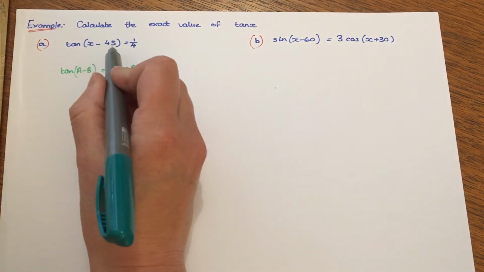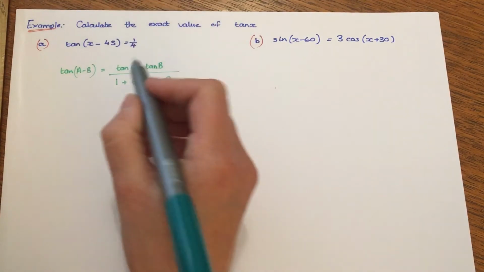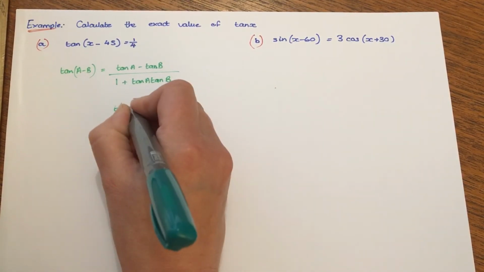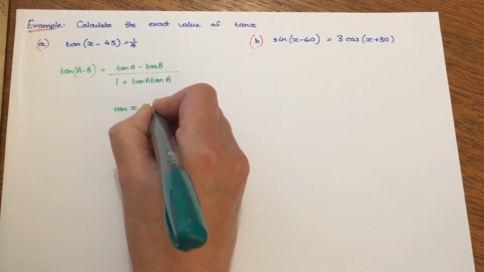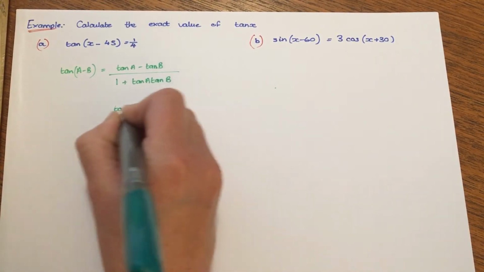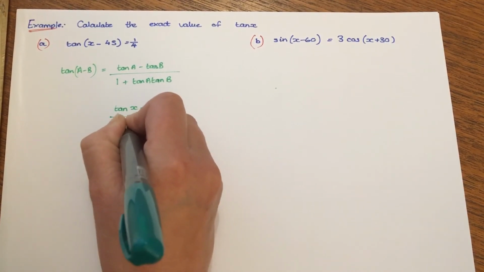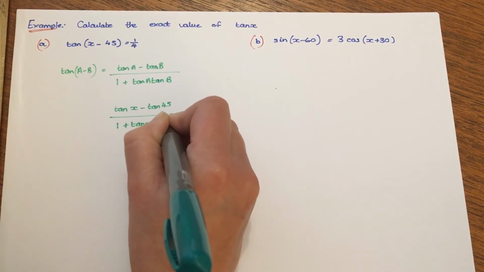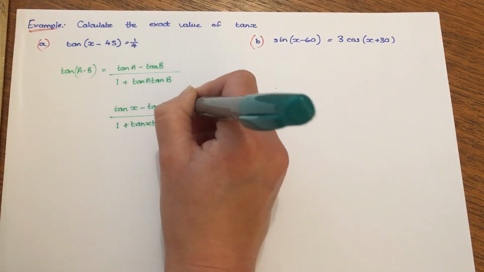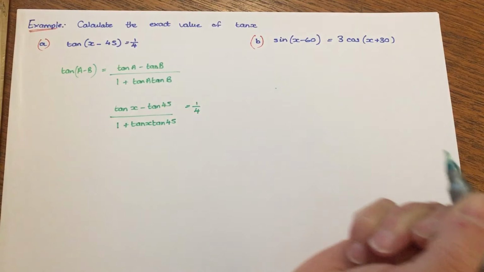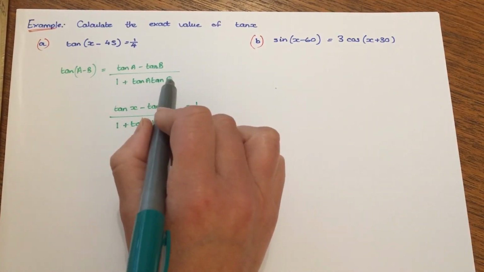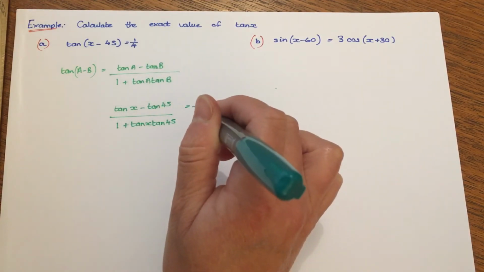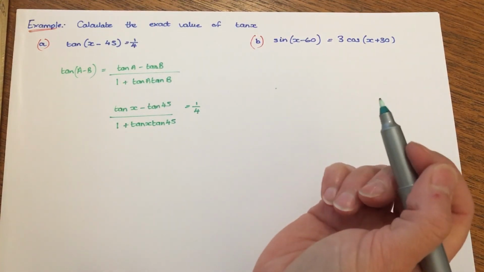We've got x and 45 and a quarter, and we know that altogether it's equal to a quarter. So tan a is tan x minus tan b, which is tan 45, over 1 plus tan x tan 45. We know that is equal to a quarter. So that's my subtraction formula, which I've just written out for you, and I've put x and 45 into it, and I know that for my question it's equal to a quarter. How can I work out the value of tan x from there?